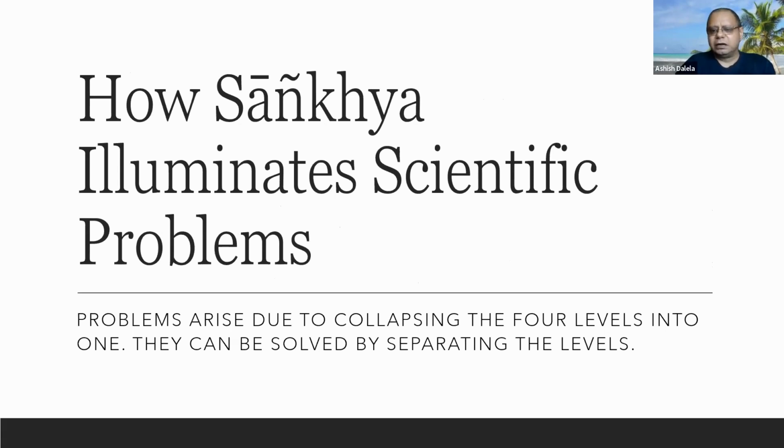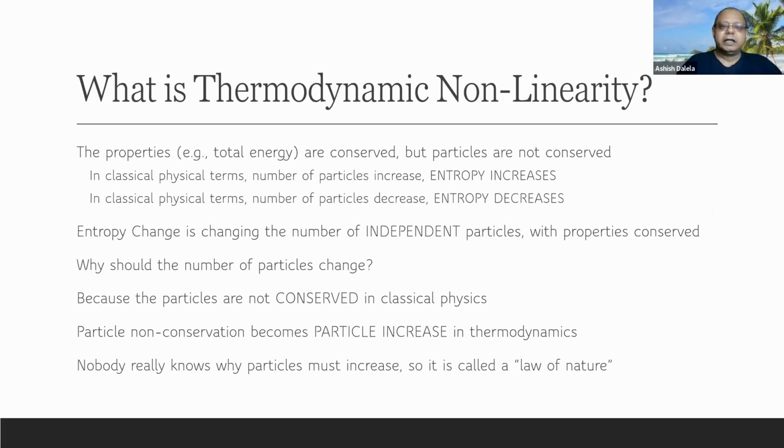So now, I have three or four more slides. I'll try to apply these ideas of hierarchy to scientific problems, okay? So let's illustrate with the second law of thermodynamics, which says that entropy always increases, right? Now, what is entropy increase essentially? The first law of thermodynamics says that the total energy is conserved. The second law says the entropy increases. So the total property, in this case energy, is conserved, but the particles are not conserved.